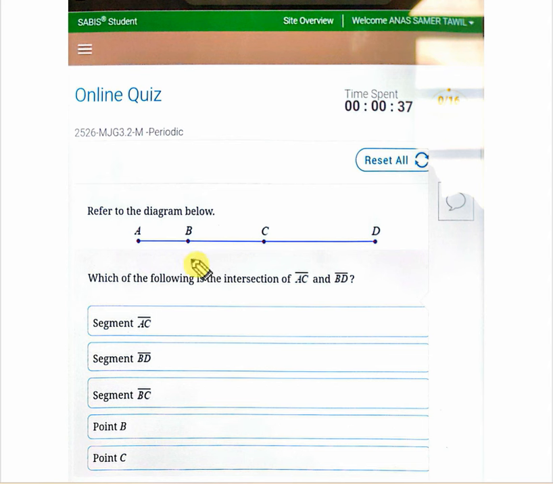Okay, so here they said the intersection. Intersection is when two segments are meeting. In my case, the colors where they're overlapping. So it will be AC. We colored AC. Then there's another one which is BD. So it's going to be BD, this one. Where are they overlapping? BC. That's going to be your answer, segment BC. Let's go to the next one.